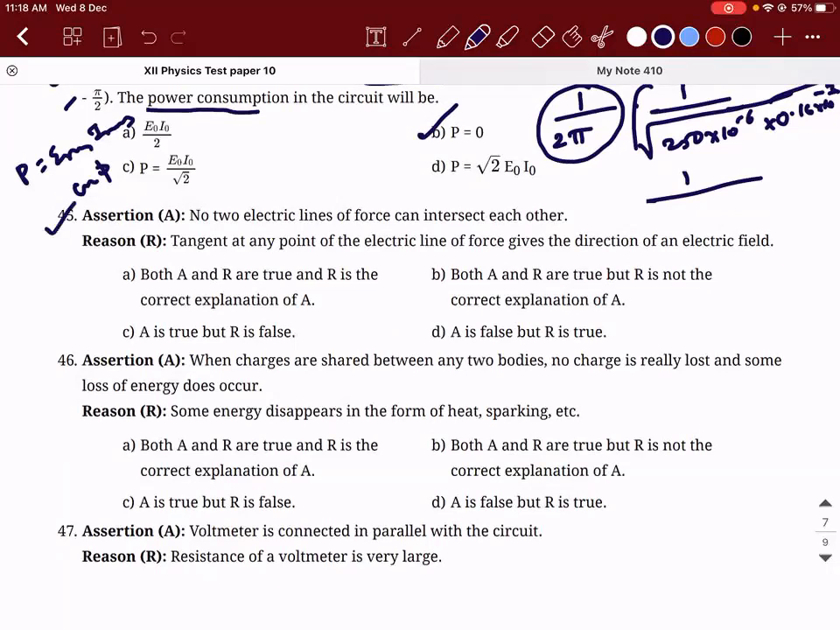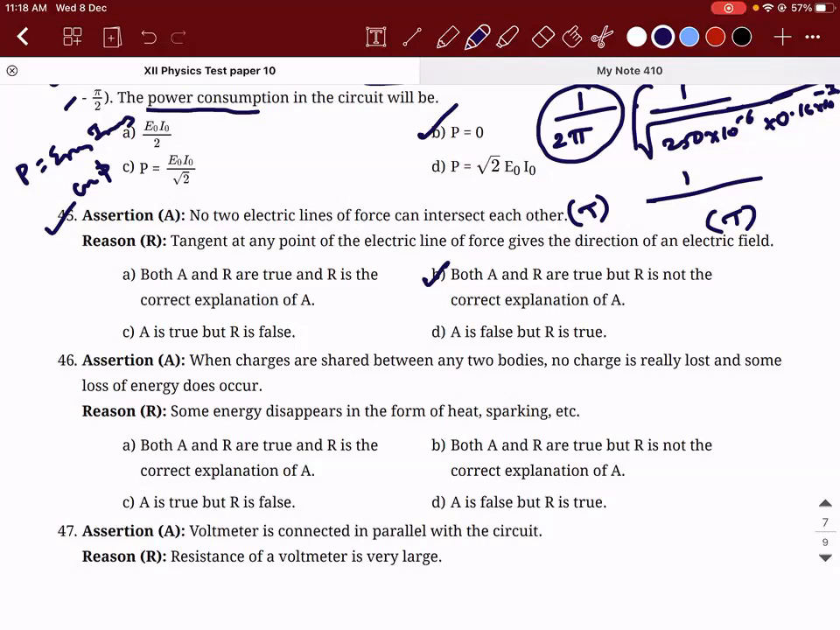Anyway, 45th. No two electric field lines can intersect each other. True. Tangent at any point of the electric field line gives the direction of electric field. True. So both are right. But is the reason the right explanation for this? No, sir. Why? They should say that if it intersects, then there'll be two directions. They didn't mention that. Actually, the answer should be B.